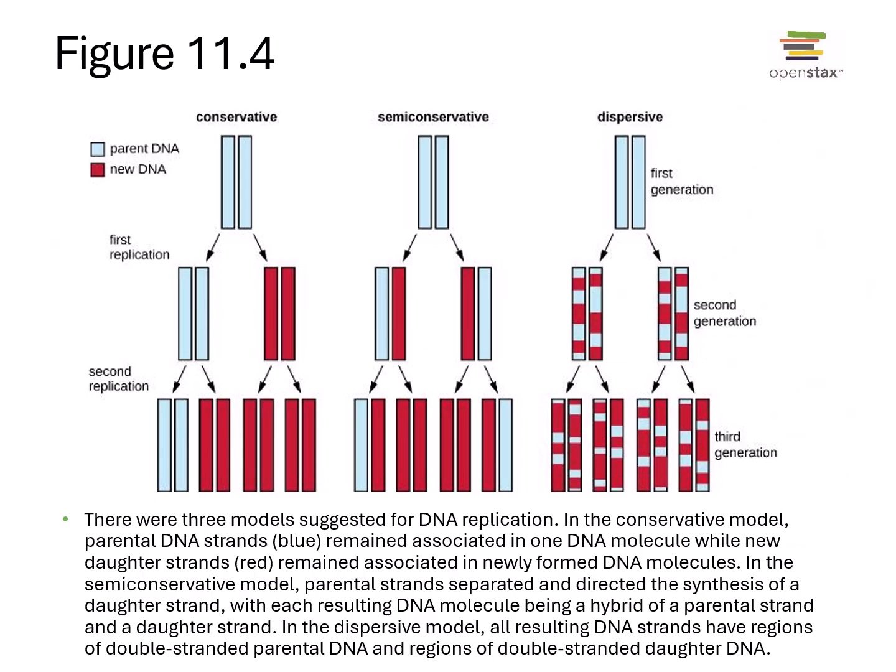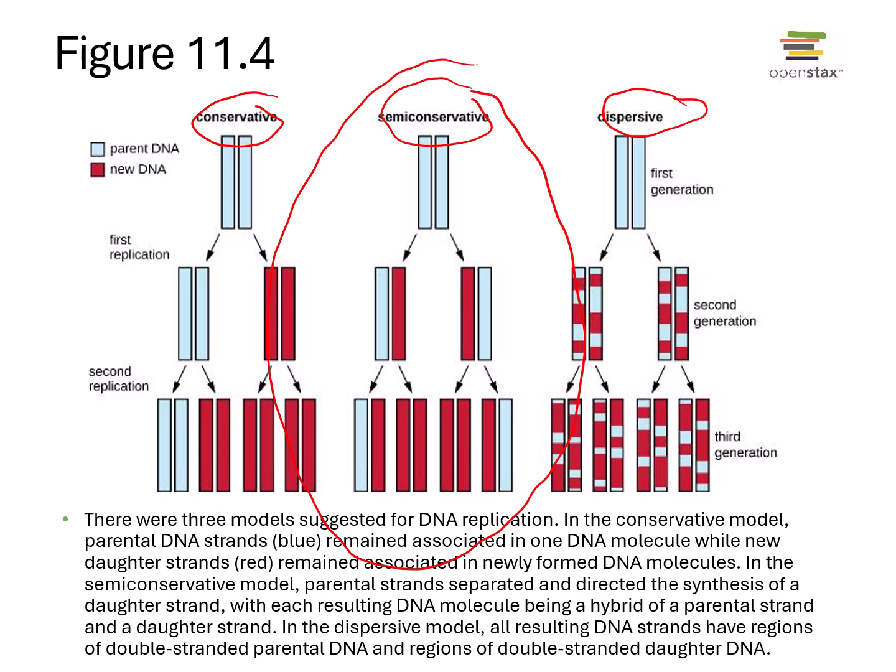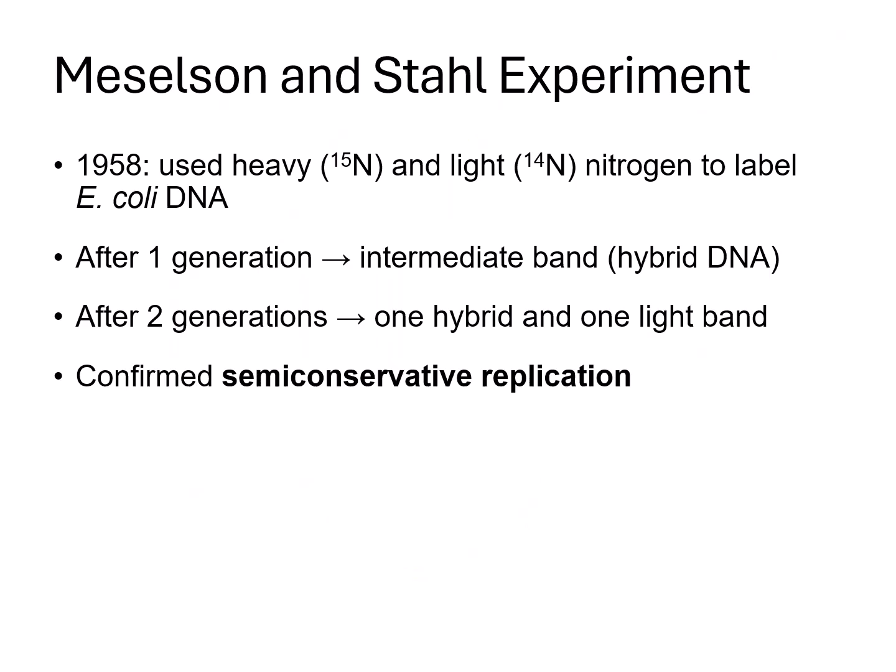Historically, scientists proposed three models of DNA replication: conservative, semi-conservative, and dispersive. We now know, thanks to a famous experiment we'll talk about next, that the middle one is correct. Semi-conservative replication is correct. And that famous experiment was the Meselson and Stahl experiment. In 1958, these scientists grew E. coli in heavy nitrogen, nitrogen 15, and then switched to light nitrogen, nitrogen 14.